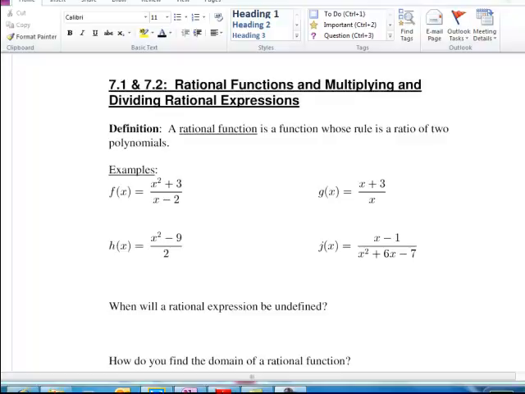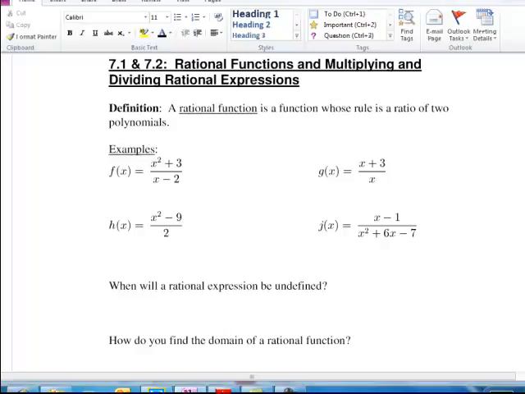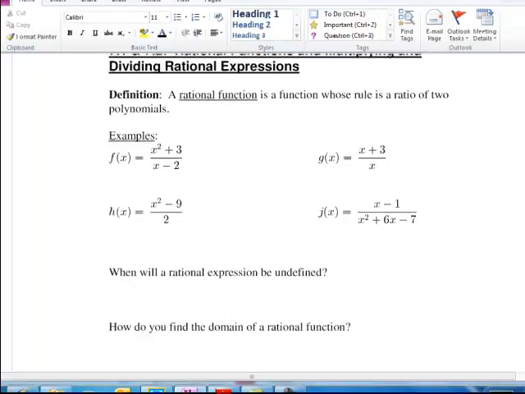And one of the things we always like to know about functions would be what the domain of the function is. So if we've got ratios of polynomials like this, what we want to know is what's the general pattern for when such an expression will be undefined. And if you recall, fractions are undefined when the denominator is 0. So a rational expression will be undefined whenever the denominator is 0.